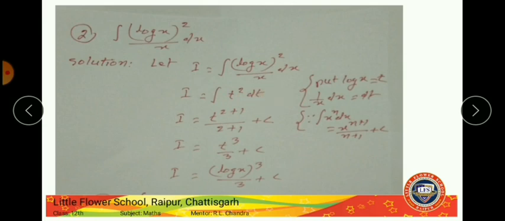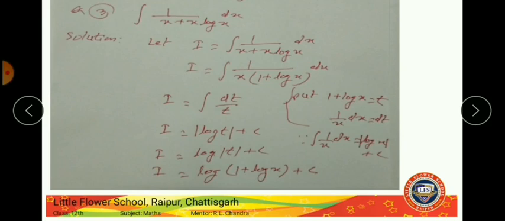We know the formula: integration of x raised to n is equal to x raised to n plus 1 upon n plus 1, plus c. Now I is equal to t raised to 2 plus 1 upon 2 plus 1, plus c. I is equal to t cube upon 3 plus c. Substitute the value of t. I is equal to (log x) whole cube upon 3 plus c. You know that c is an arbitrary constant, also known as the constant of integration.